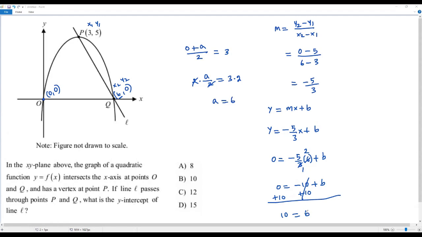Okay, here I got the y-intercept of the line because this b represents the y-intercept. So the y-intercept of line L is 10. We find this 10 in answer choice B. The correct answer choice for this question is B.